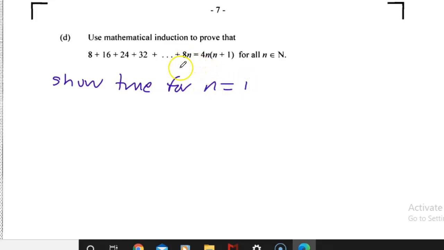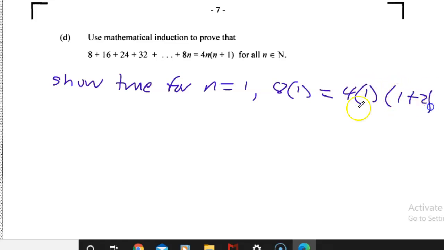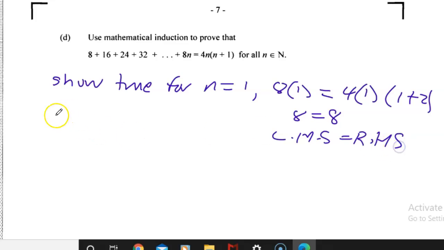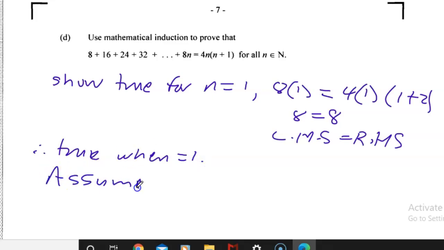Notice when n equal to 1, 8 times 1 is equal to 4 times 1 into 1 plus 1. So 8 equal to 8. So left hand side equal to right hand side. Therefore, statement is true when n equal to 1. Step 2, assume the statement is true when n is equal to k.